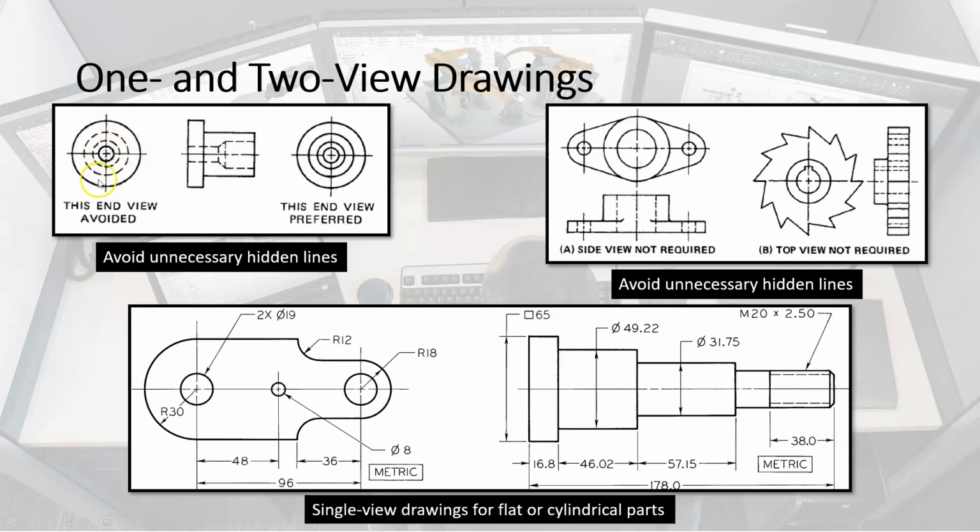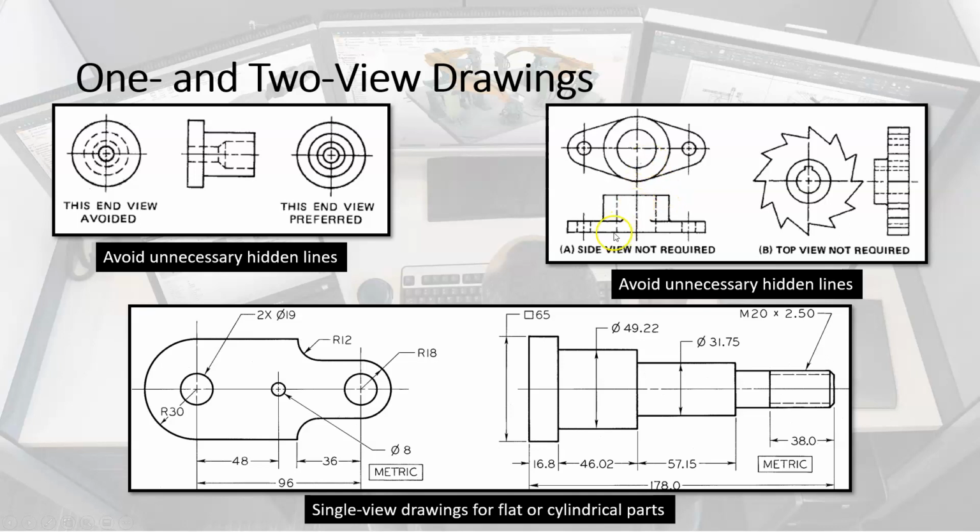Now, the left side view should be avoided. Why? Well, because we have too many hidden lines, right? So all the features that are going to be in here are going to be shown with hidden lines. That's not good. So we want to show the right side view. This is much better because we have no hidden lines in the right side view. Okay.